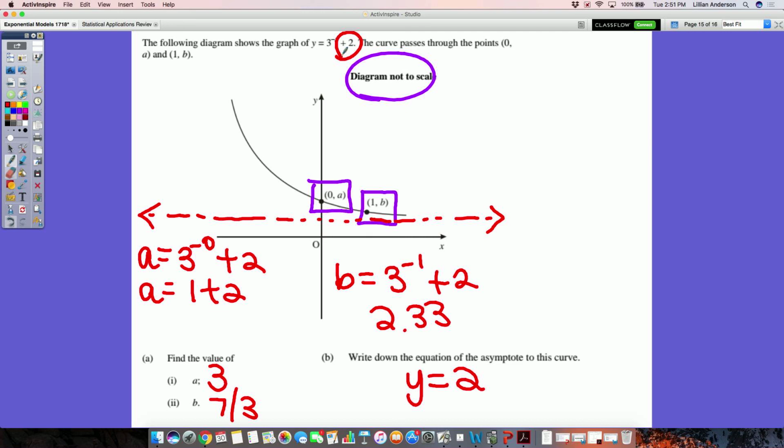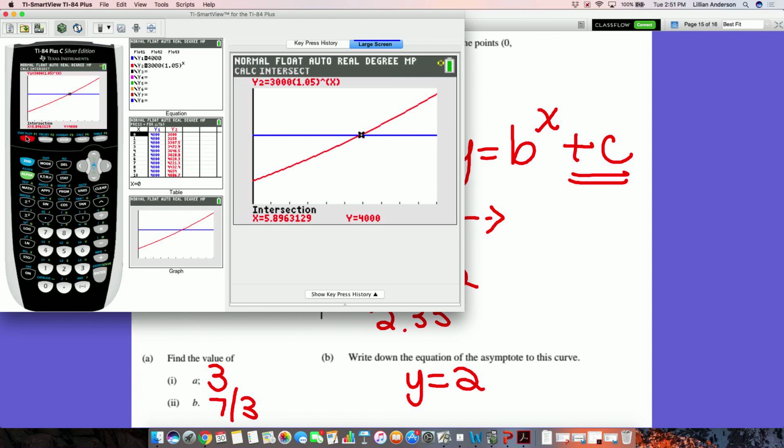Okay, so remember from our investigation, what we did earlier, whenever it's in this format, where you have some base raised to an exponent plus another number, this number is your asymptote every single time. So because we have that plus 2 there, that 2 is going to be where our asymptote is in this curve. And if you're still unsure, you do have the equation, so you can go to graph it.